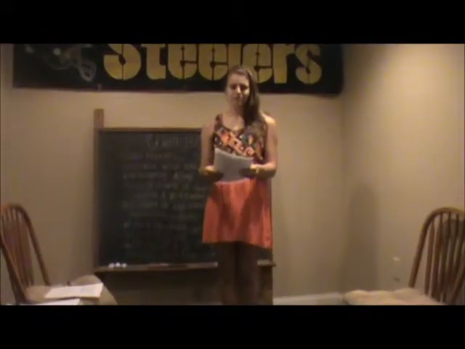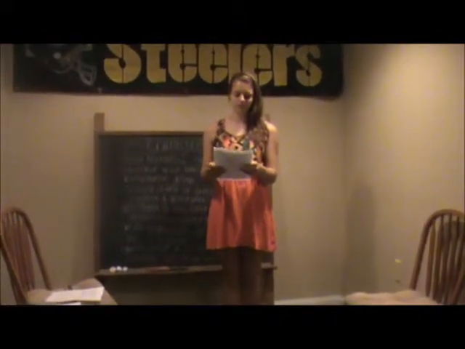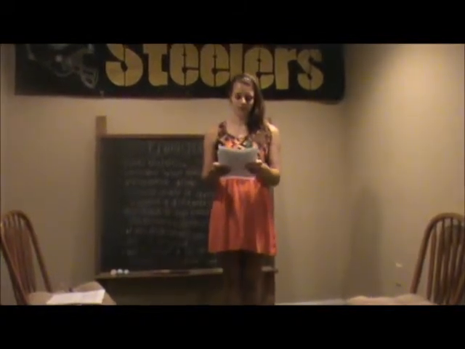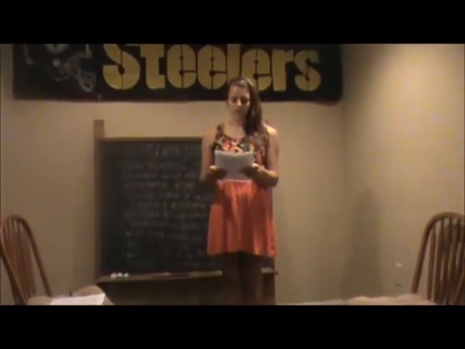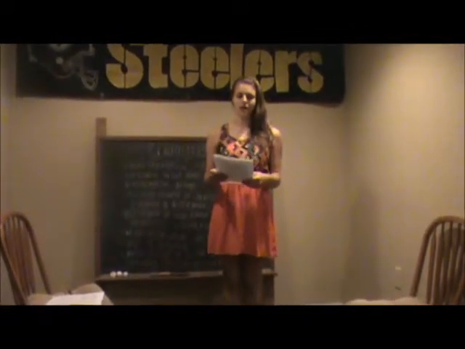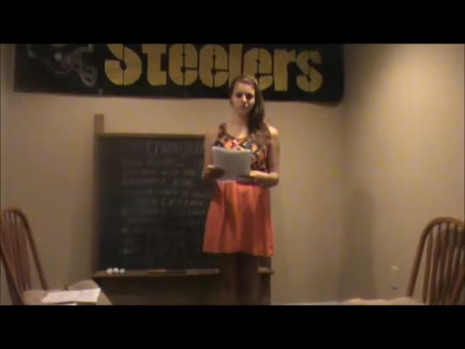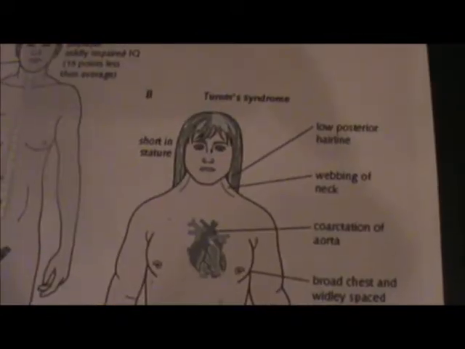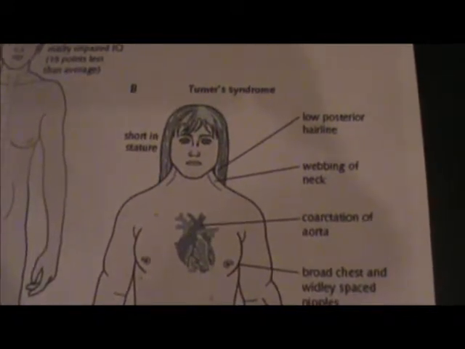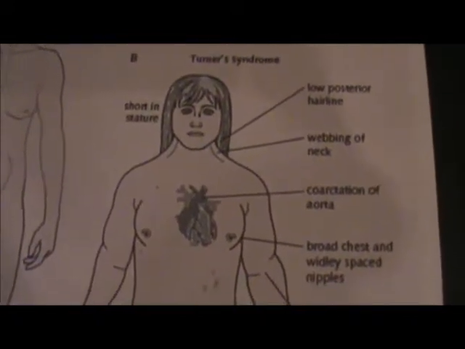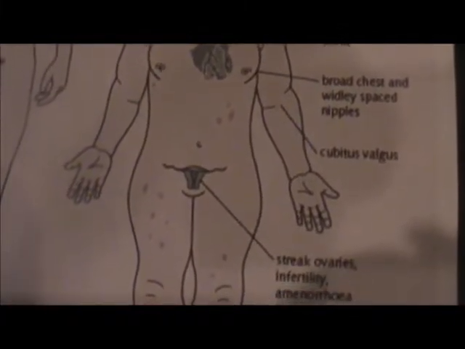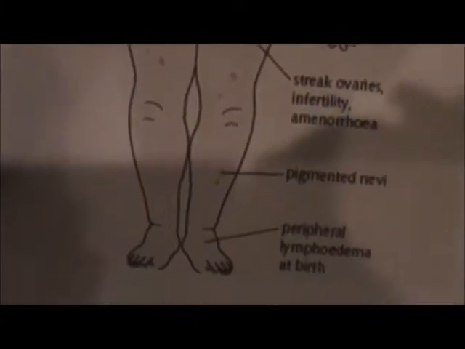Another disorder on the sex chromosome is Turner syndrome. 1 in 2,500 female babies are born with Turner's. It's the only known viable monosomy in humans. Their sex organs do not mature, and most of the babies have normal intelligence. The characteristics of Turner syndrome are short stature, low posterior hairline, webbing of the neck, broad chest and widely spaced nipples, infertility, and pigmented nevi, which are spots on the skin.